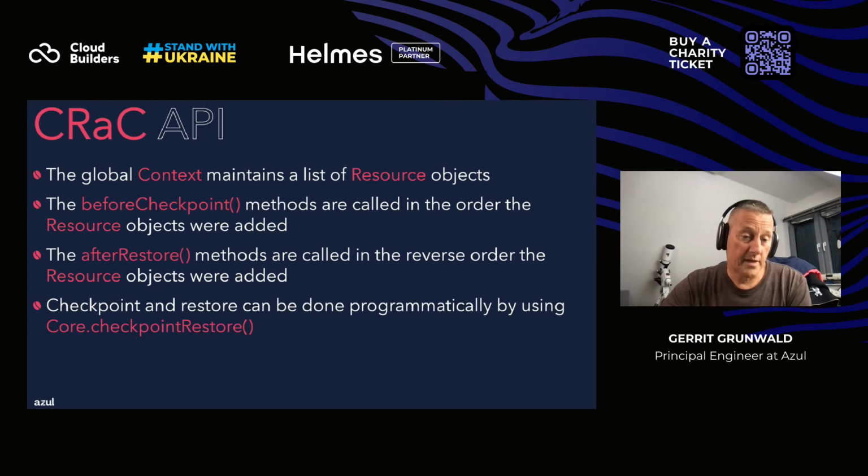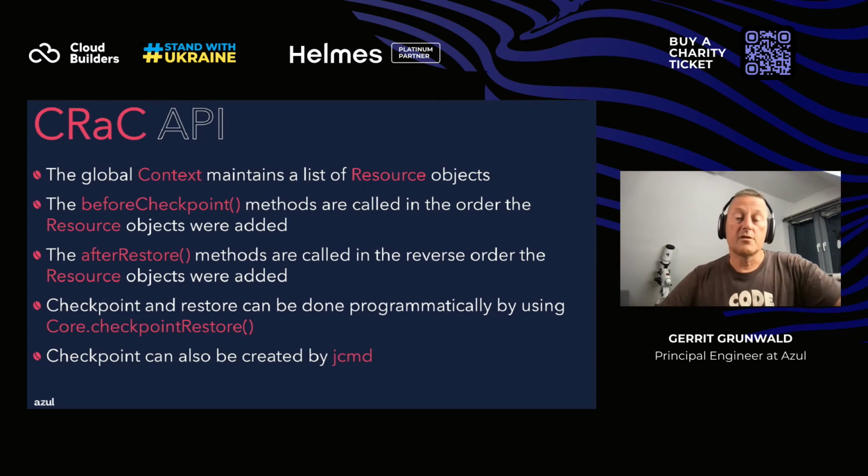You can do that programmatically. There's a method Core.checkpointRestore. You might ask yourself, why do I need to do that programmatically? Sometimes companies already have code to warm up the JVM. And with this, when it's warmed up, you can just create the checkpoint automatically from the code. Or you can also use a jcmd command to do that.